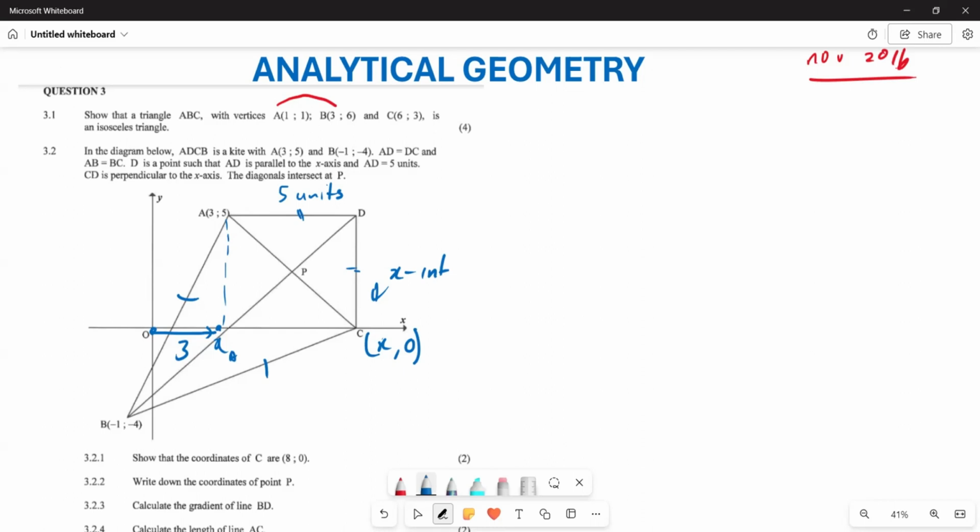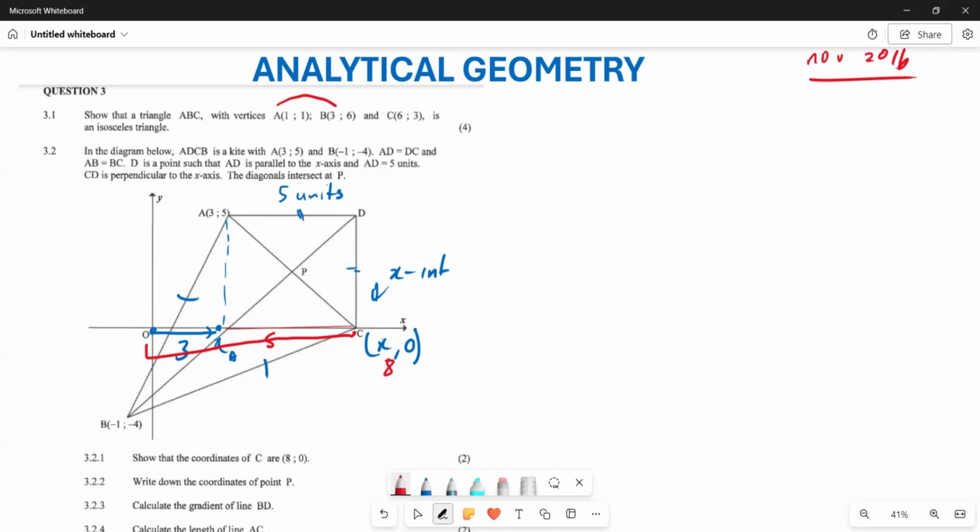And they are also telling us that from A to D, how many units? From A to D, it is going to be 5 units, right? So which means now the entire distance from O to C is going to be 8. Can you see that? So which means basically now, they say show that this is going to be that.